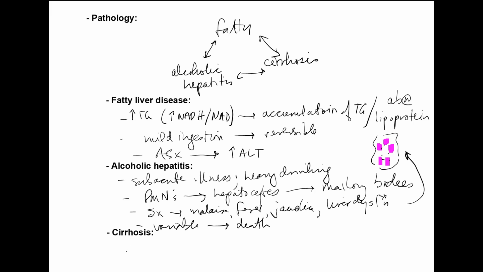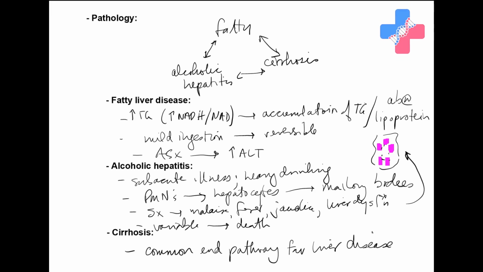Alcoholic cirrhosis has no distinctive features. Cirrhosis is the common end pathway for all chronic liver diseases. The diagnosis, therefore, depends on clinical criteria.